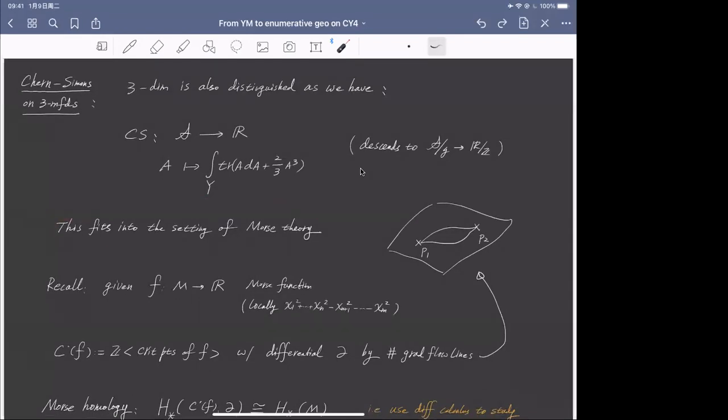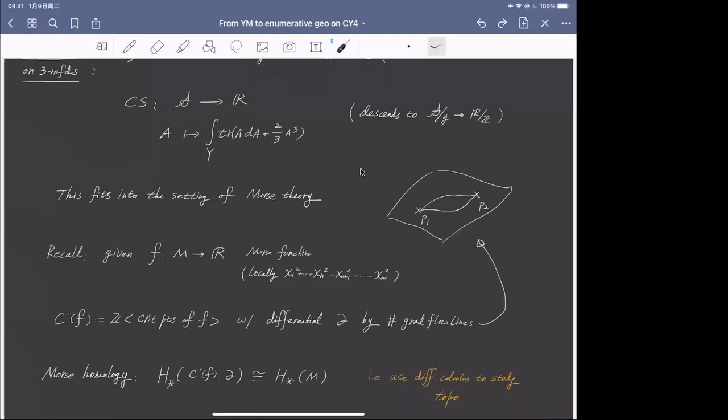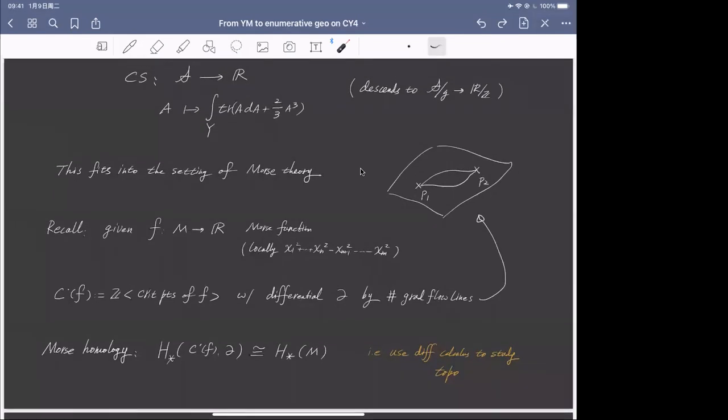So let's recall what is Morse theory. We are given a smooth function on a finite dimensional smooth manifold M. Let's say this is a Morse function, so locally it is written as a difference of quadratic polynomials. Then we can define a chain complex from this Morse function. The chain group is generated by the critical points of F.